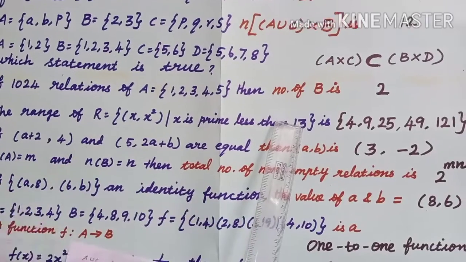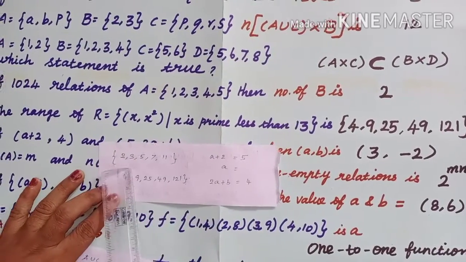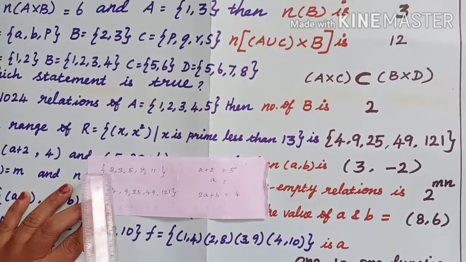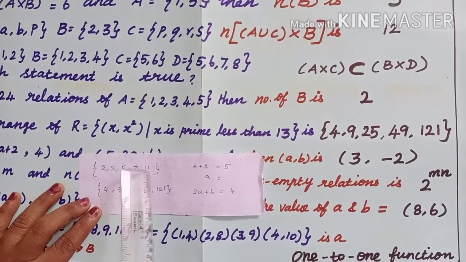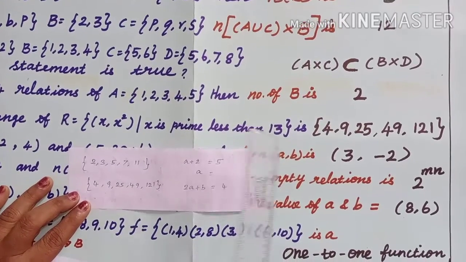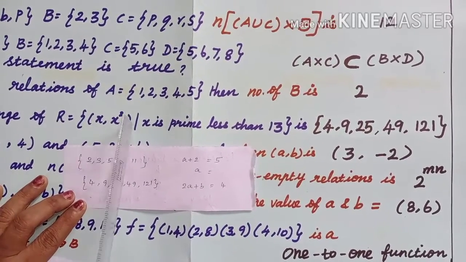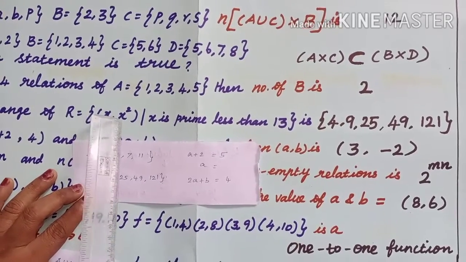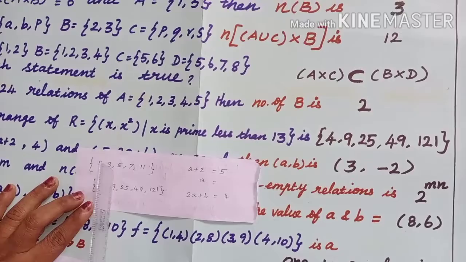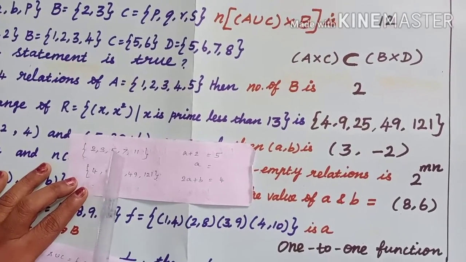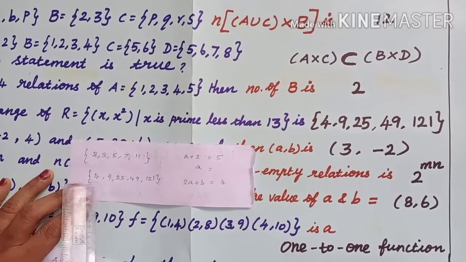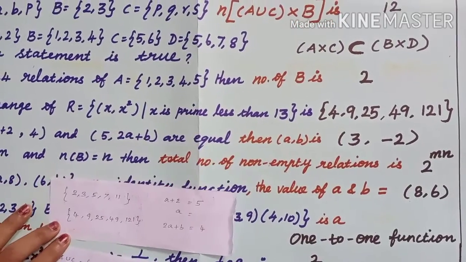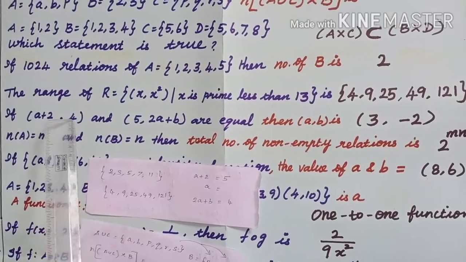So fifth question: find the range of x, where x is a prime number less than 13. How many prime numbers are less than 13? We have 5 prime numbers: 2, 3, 5, 7 and 11. So you find out the range. What is the range? It is nothing but the answer values. So what is our answer? You square: 2 square 4, 3 square 9, and you will get the answer 4, 9, 25, 49, 121. That is your answer.